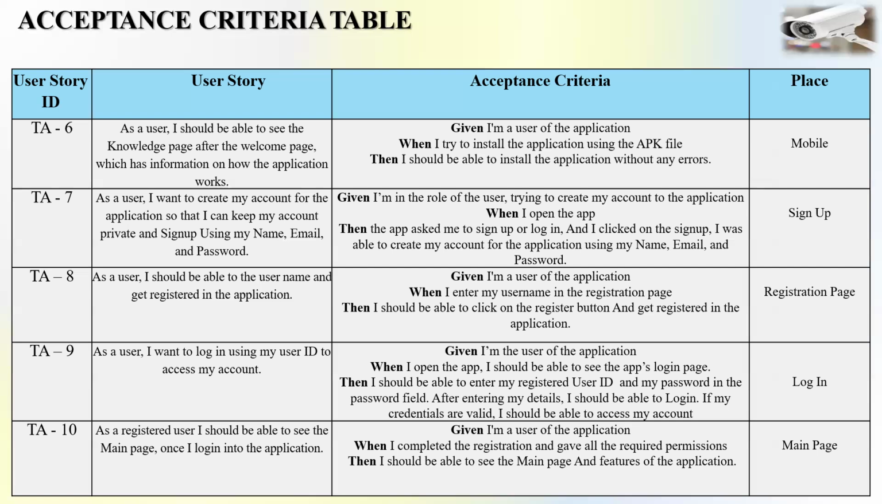Similarly, for user ID TA8, as a user, a person should be able to use the name and get registered in the application using the same name. This query takes place during registration, and the user should already be a user of the application. And also, when he or she enters his username in the registration page, he or she should be able to click on the register button and get registered in the application.